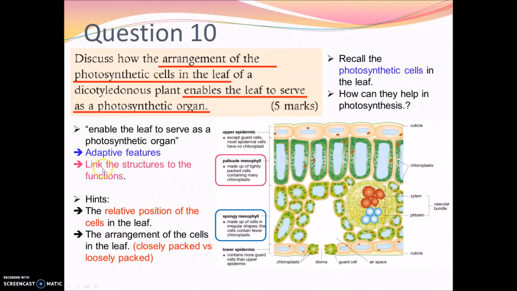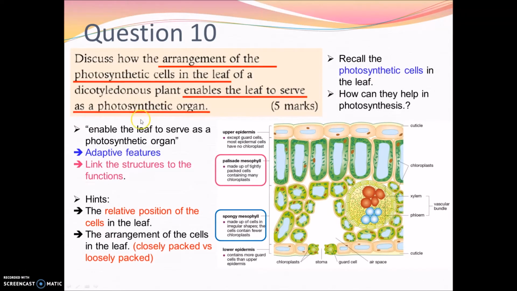For this part, link the structure, which should be of the leaf, to the function, also of the leaf. So the hints will be the relative position of the cells, palisade mesophyll cells and spongy mesophyll cells, where exactly they are in the leaf. The second one will be the arrangement of the cells in the leaf, closely packed or loosely packed. Which one is closely packed and which one is loosely packed, and how can they enable the leaf to undergo photosynthesis.